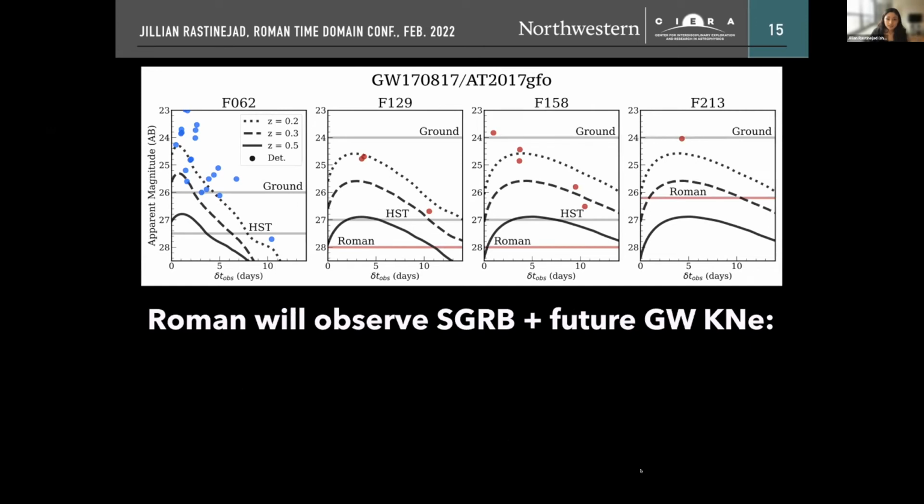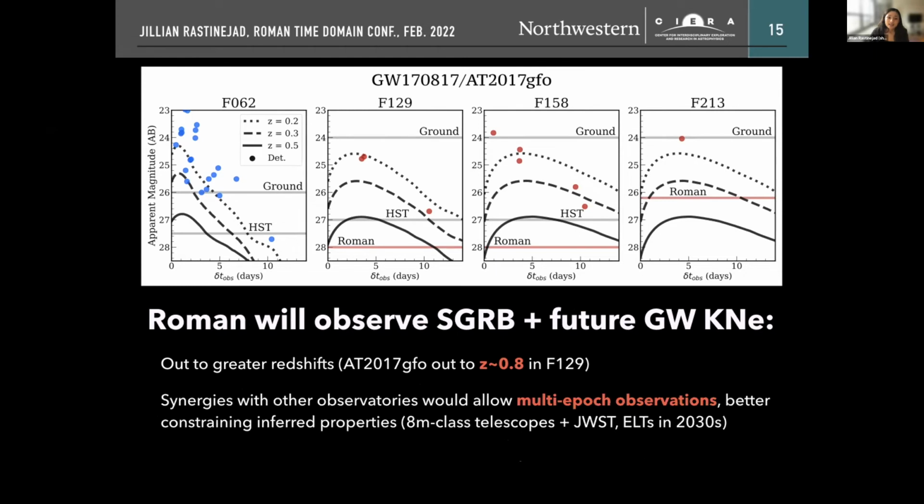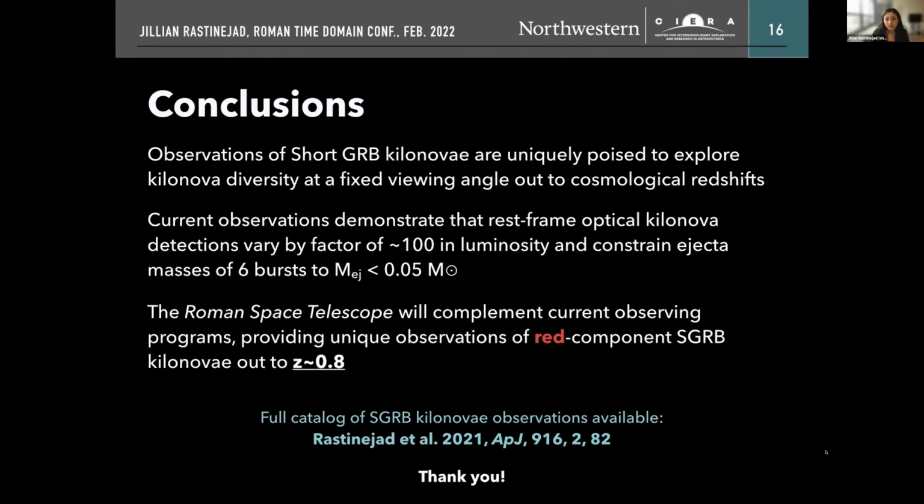So now overlaying the depths of Roman, as Jenny mentioned, it should be able to detect kilonovae out to a redshift of 0.8. And then synergies with other observatories might allow for multi-epoch observations in these redder bands, which is useful in constraining the ejecta mass and velocity properties. And then finally, this F213 filter will probe redder wavelengths than HST allows. It has comparably lower depths, but we can still certainly use it for lower redshift bursts. So I will leave my conclusions up here. Thank you very much, and thank you for having me.